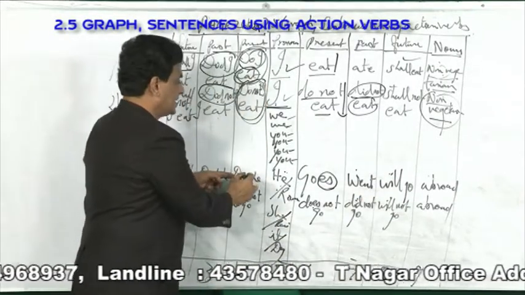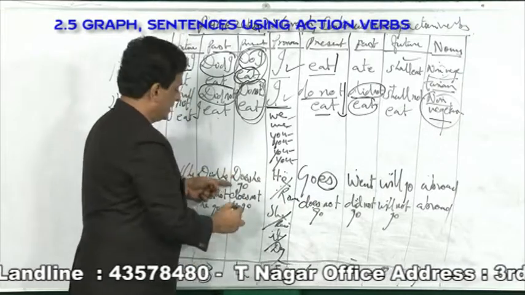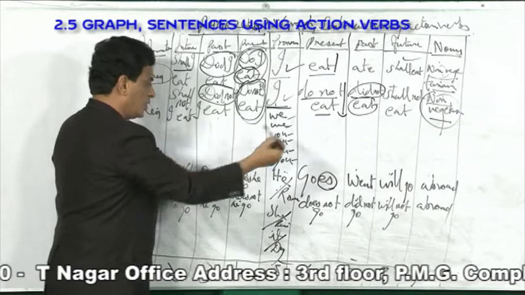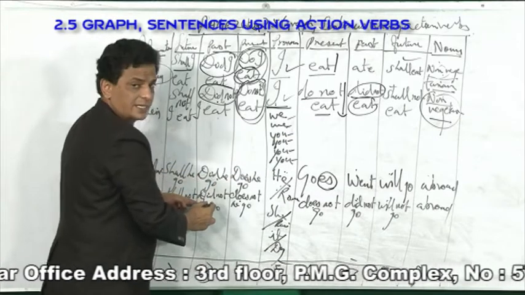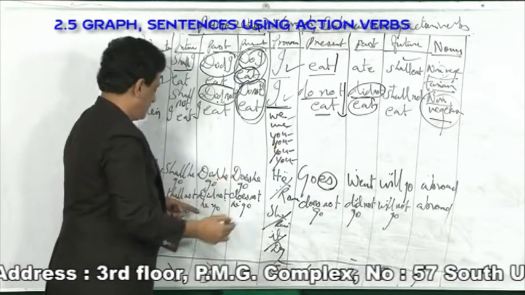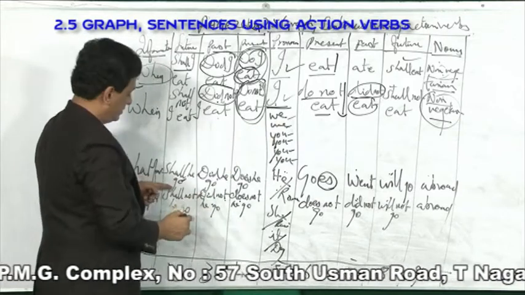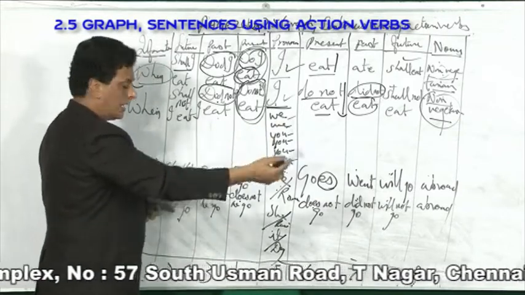Question: does he go abroad? Doesn't he go abroad? 3 plus 9: did he go abroad? 3 plus 9: didn't he go abroad? Future, 2 plus 9: shall he go abroad? Negative: shall not he go abroad?